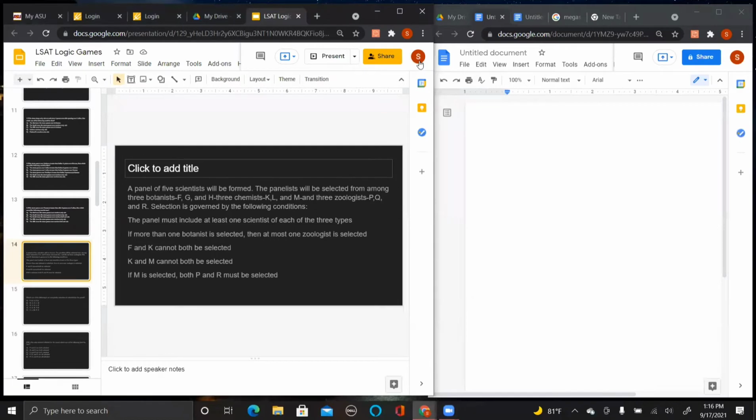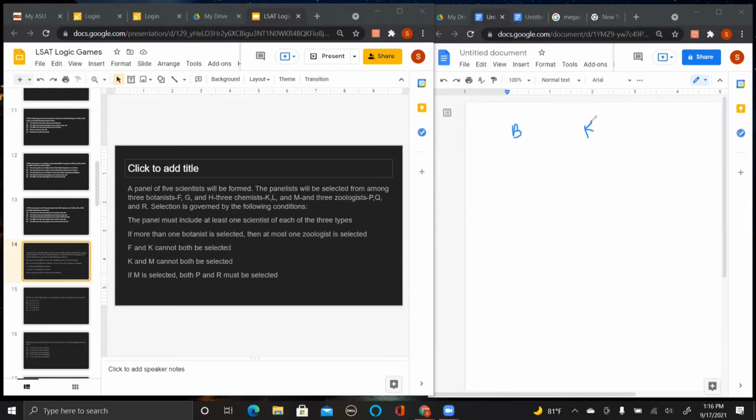So, a panel of 5 scientists is going to be formed. All right, now this one's tricky a little bit. Panelists will be selected from among 3 botanists, 3 chemists, and 3 zoologists. So we have categories here. Botanists. Okay. There are the botanists.